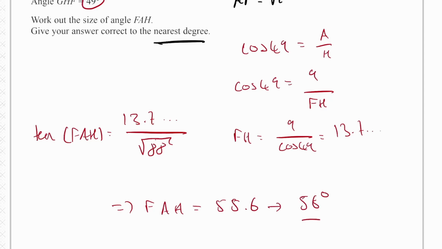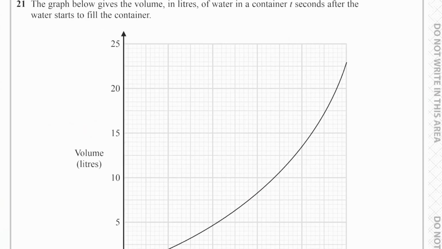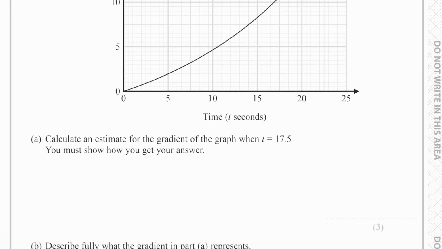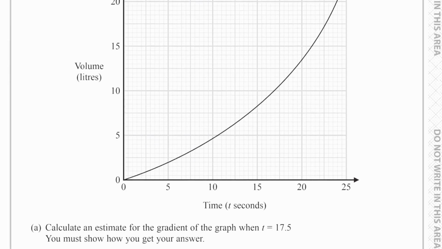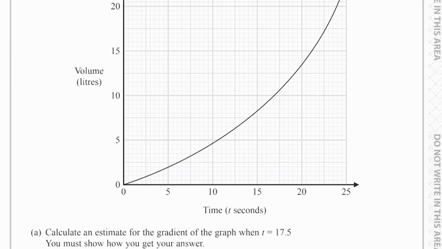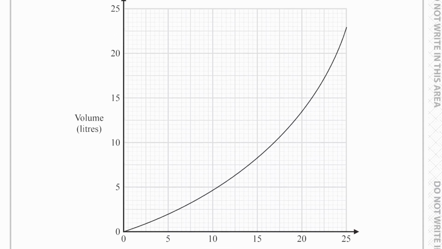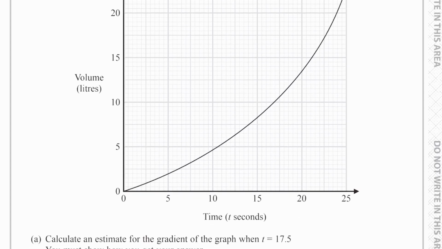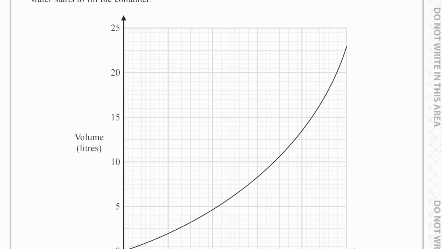Question 21. The graph below gives the volume in liters of water in a container t seconds after the water starts to fill the container. Calculate an estimate for the gradient of the graph when t equals 17.5. You must show how you get your answer. Here we have a curved line and we're trying to work out the gradient of it. To work out the gradient at a point, we just draw a tangent to the curve. So you go ahead and find 17.5 on your curve.